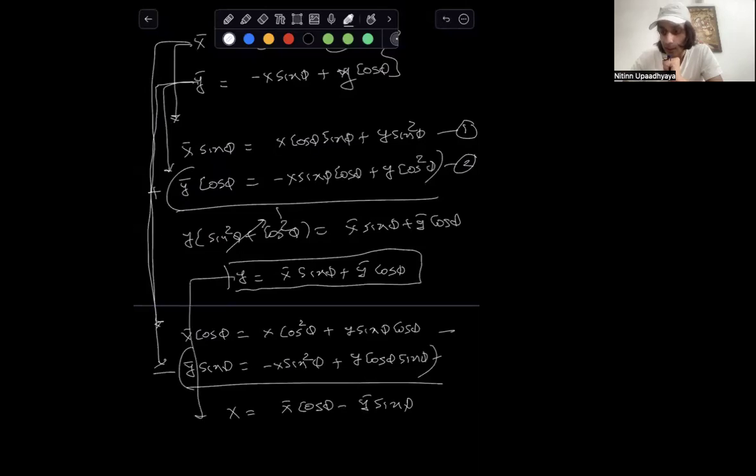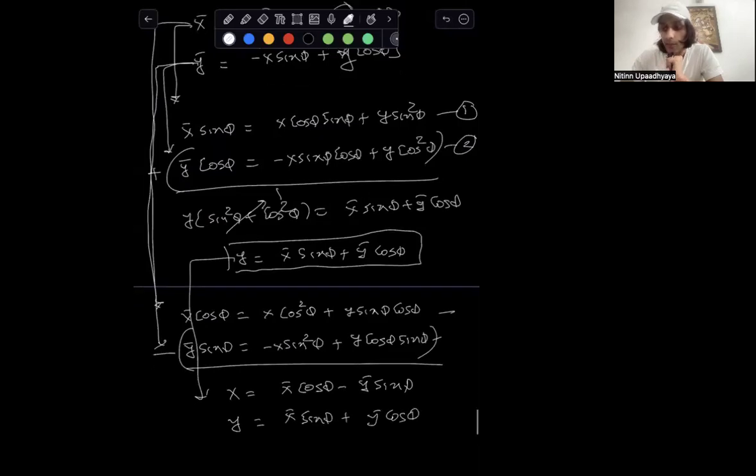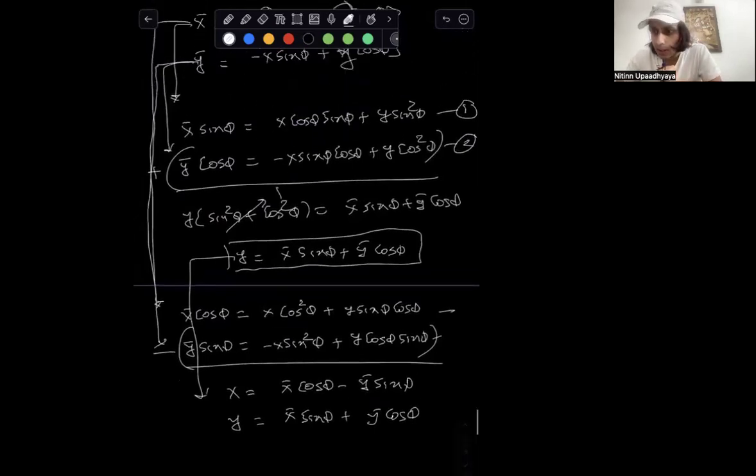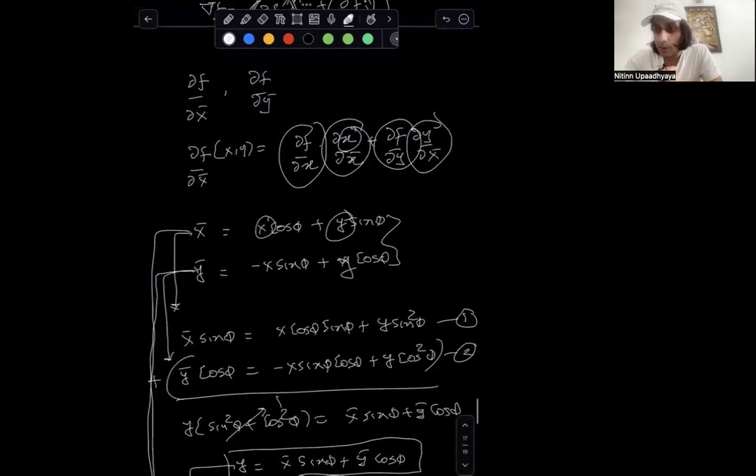And from here, we already have y equals x bar sine phi plus y bar cosine phi. So indeed, we have inverted the relationship. We have expressed x and y in terms of x bar and y bar. And now all we need to do is find the partial derivative of x with respect to x bar and the partial derivative of y with respect to x bar. And then we plug it back into this expression.